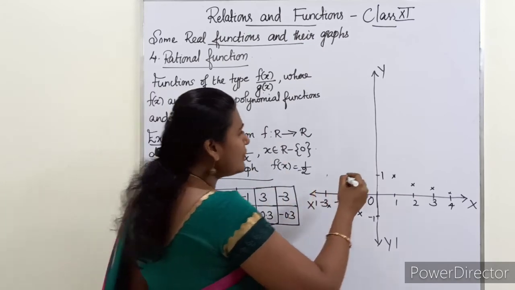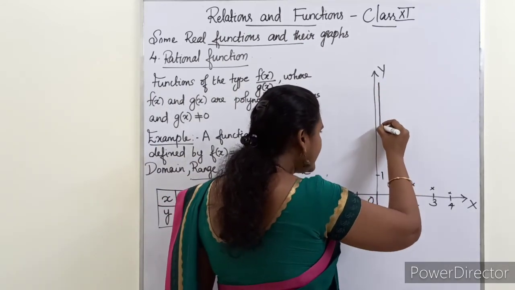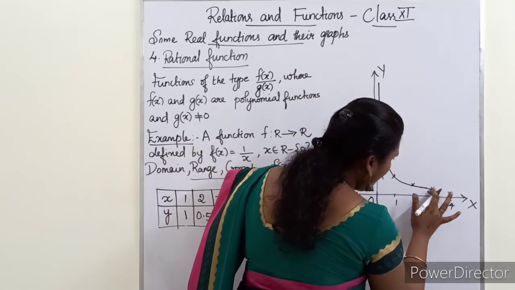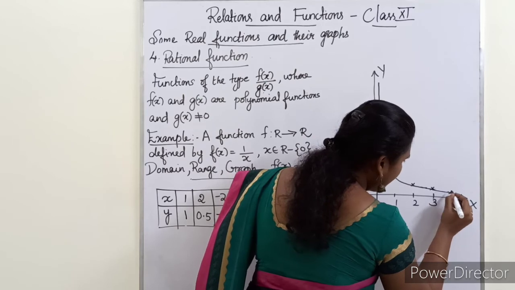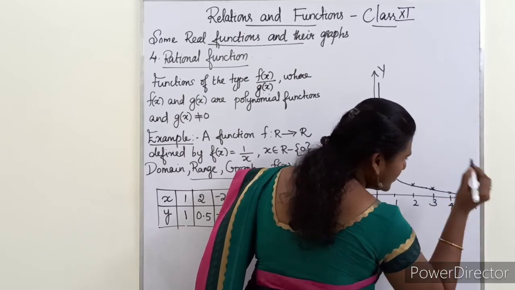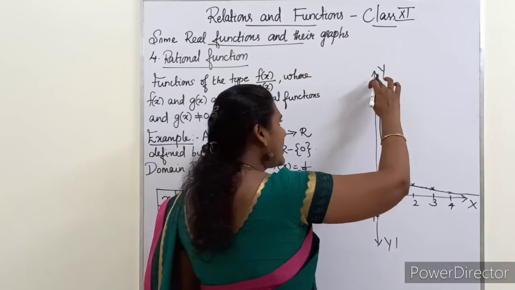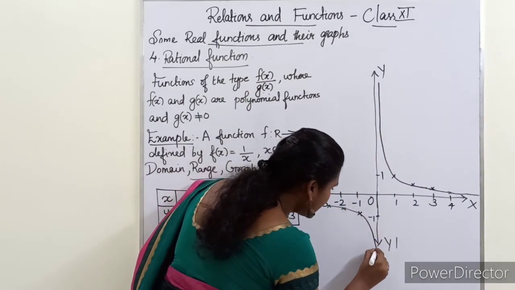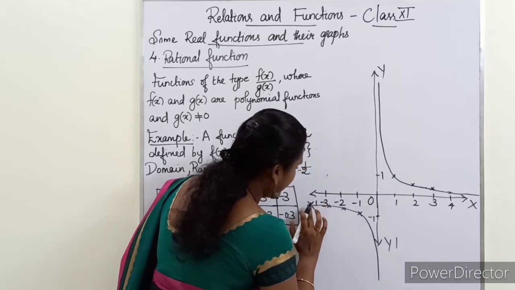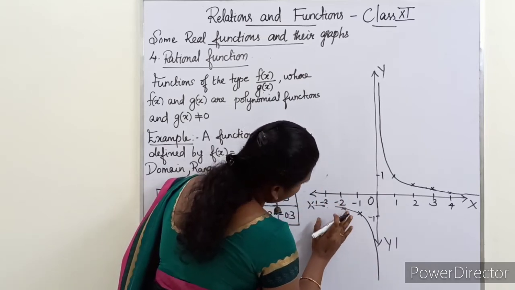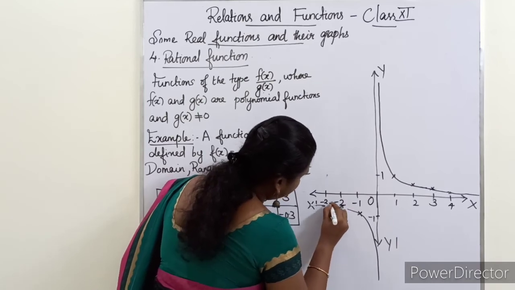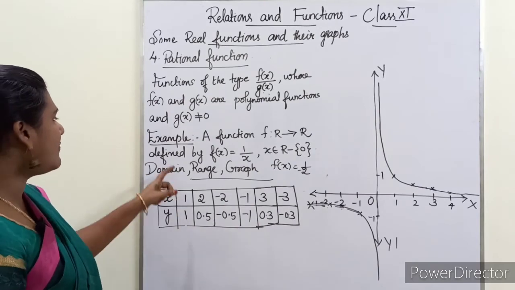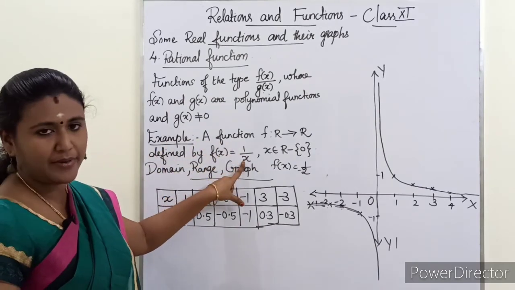So actually how you will get the graph? The graph will be like this. If you keep on going, as the value of x is increasing, this graph will become very close to the x-axis. Even for the y-axis, it will go like this. So here also the graph of this function you will get like this. So this is the graph of the function f of x is equal to 1 by x.